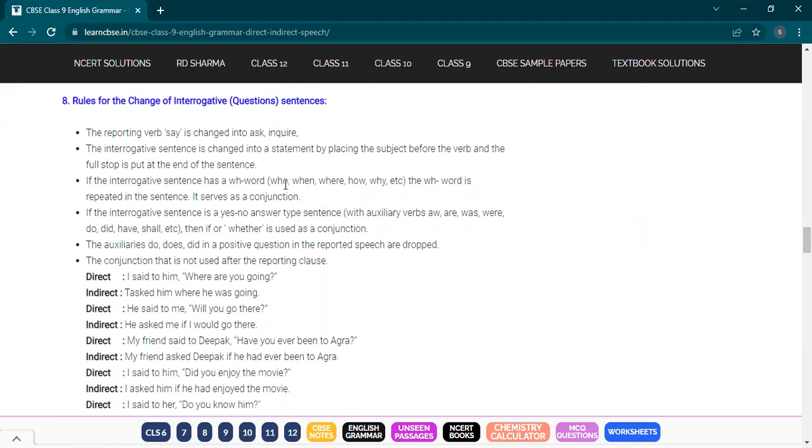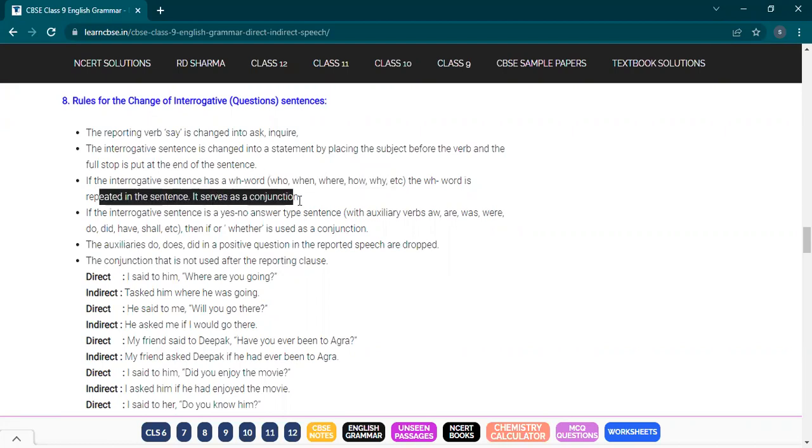So she said that I prefer Sprite. In that case, the WH word is repeated, meaning the same word will be used. I asked Jia what she preferred. Here I have not changed what to when or why, and I have not added if or whether. Whatever WH word the question starts with, the answer you need to give uses that same word, and it will be repeated in the sentence.